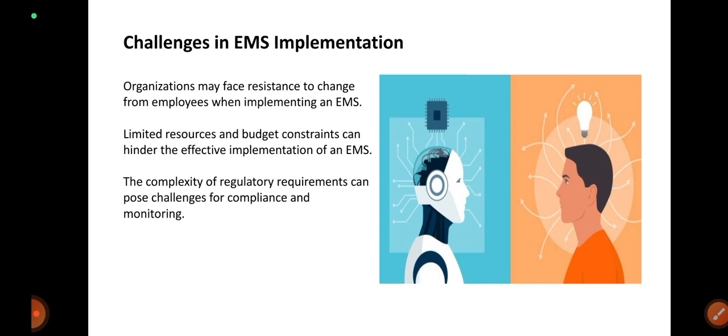The challenges in implementing EMS. The organization may face resistance to change from employees when implementing an EMS. Limited resources and budget constraints can hinder the effective implementation of EMS. The complexity of regulatory requirements can pose challenges and complications in monitoring.